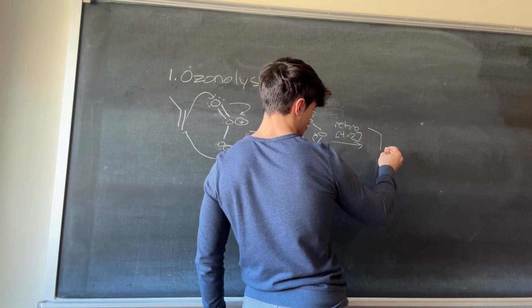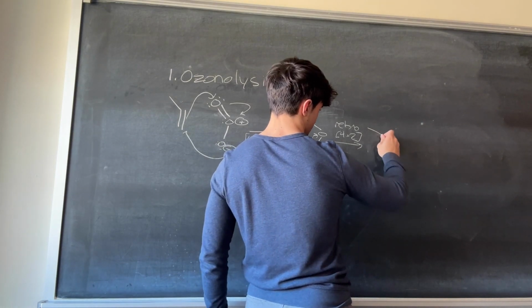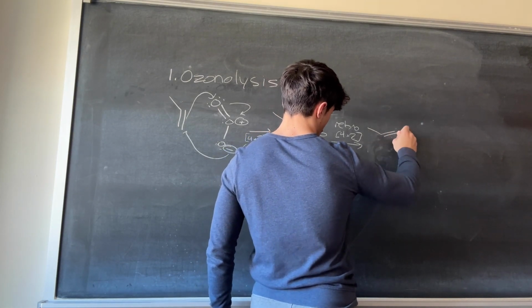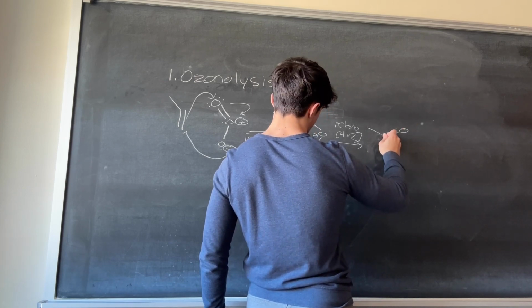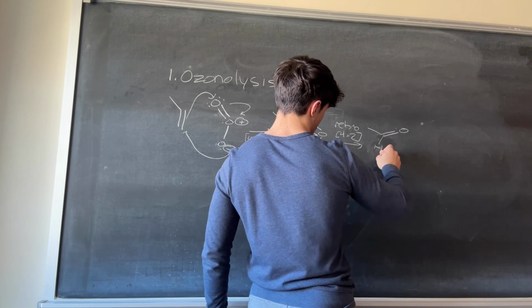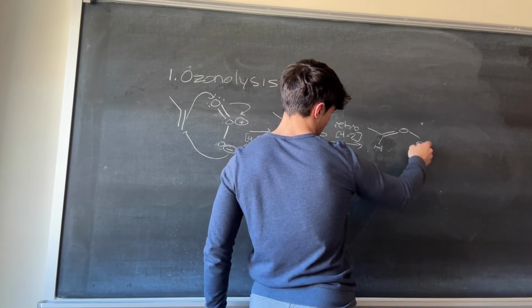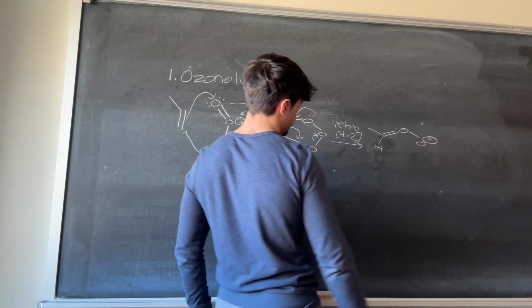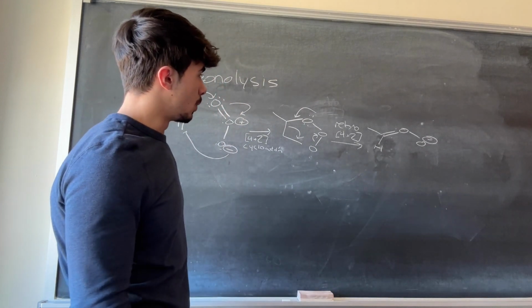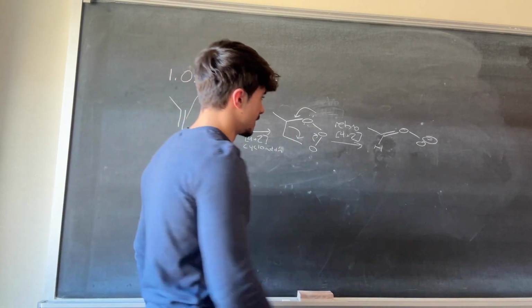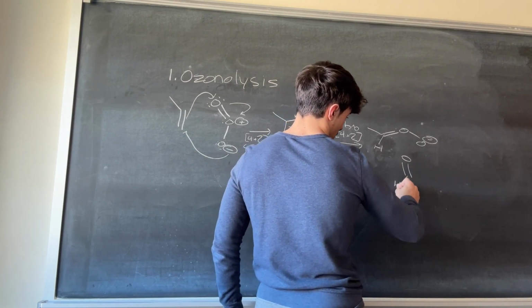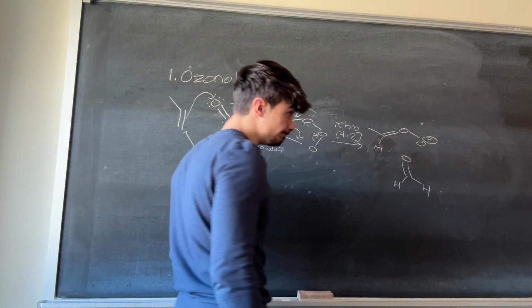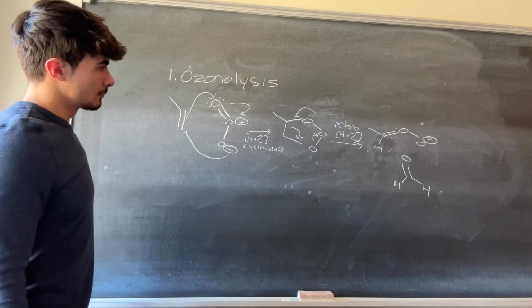Which breaks that bond. Sorry, there's still an H on it. So that's one side of it. This other side split off here and makes formaldehyde.